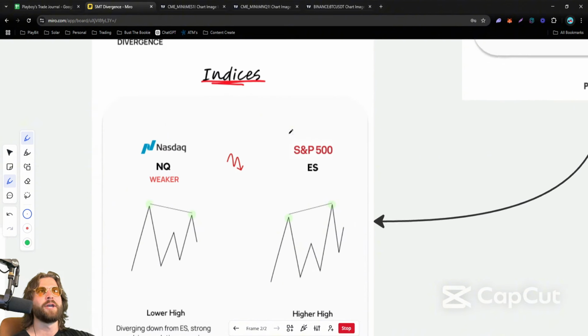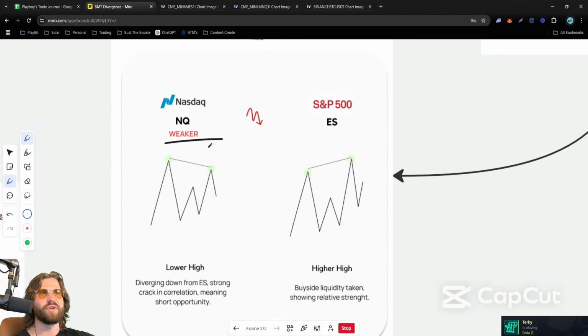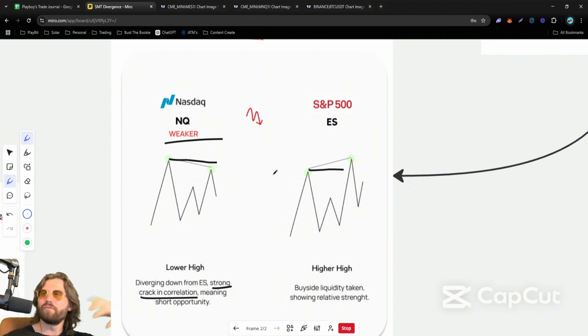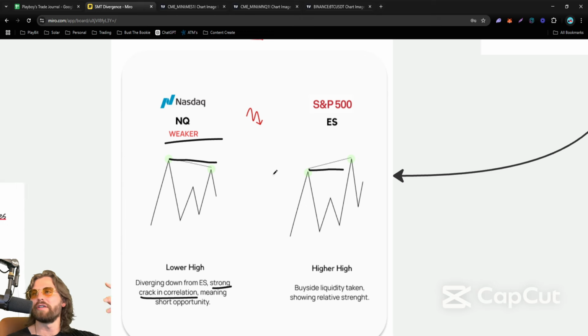If we have NASDAQ, which is weaker, it's failing to break its highs, but ES is breaking its highs, we have an idea here for a reversal. Diverging down from ES is a strong cracking correlation, meaning a good short opportunity is coming. Now, the relative strength is an ES, of course. So if we have ES moving up above its high, so it's breaking its high, NQ fails to break its high, what do we think will happen? Potentially a good short opportunity.